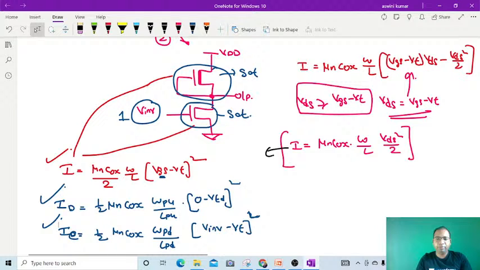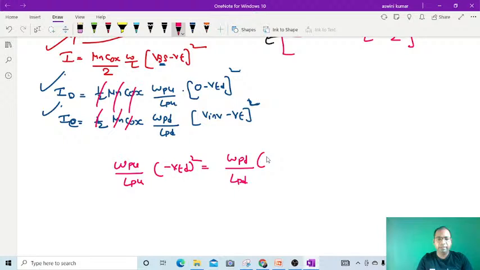And what about the remaining expression? I am writing here WPU by LPU minus VTD whole square is equal to WPD by LPD VINV minus VT whole square. I will get it like this. Correct? And now our task is to find, if one NMOS inverter is driven by another NMOS inverter, then what will be the ZPU by ZPD ratio? That is our task.